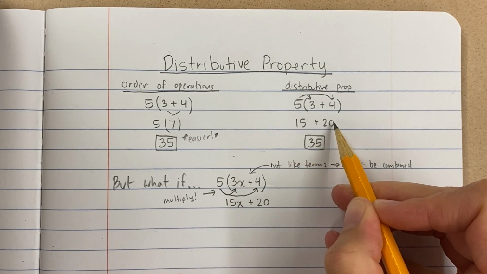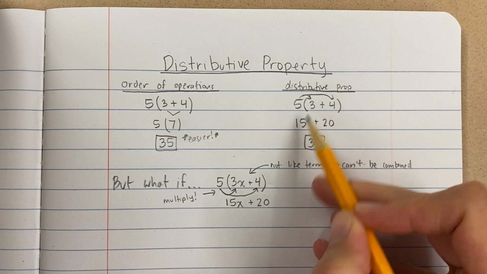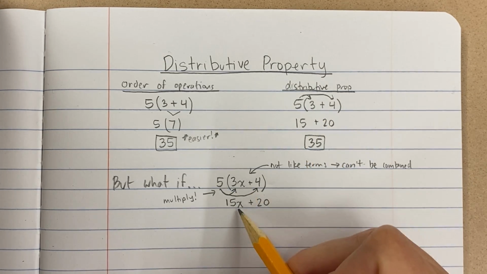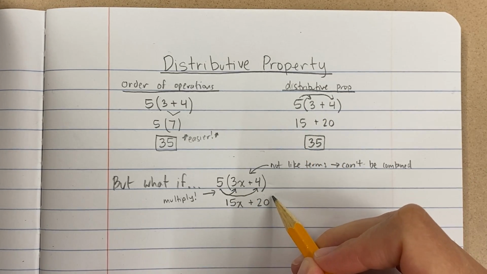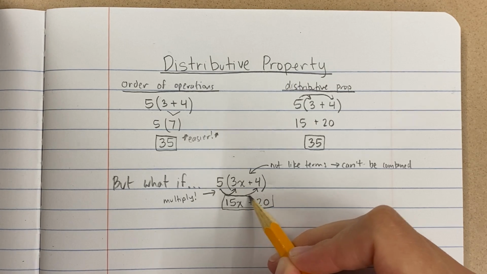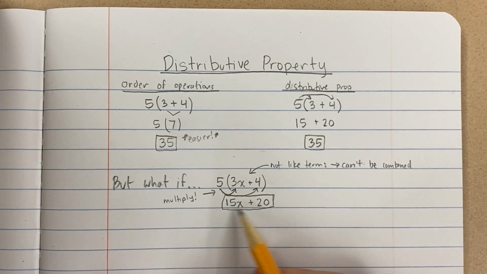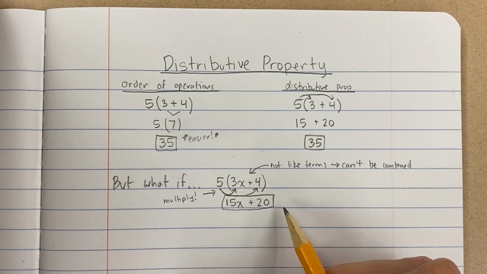Okay, and notice it looks very similar here. The difference is that this was a 3, so I got 15. This was a 3x, so I got 15x. Okay, and here's the thing. This is my answer here. Why? Because these are not like terms. I can't combine them. Okay, they're not like terms.